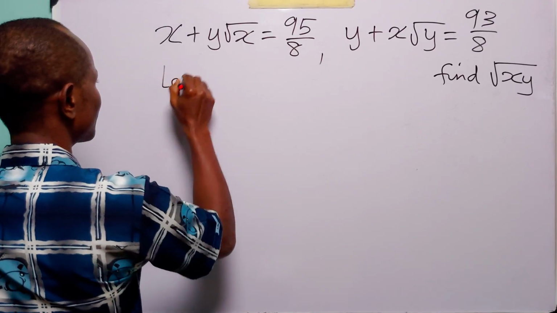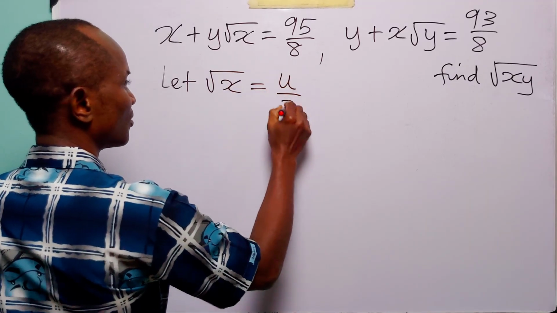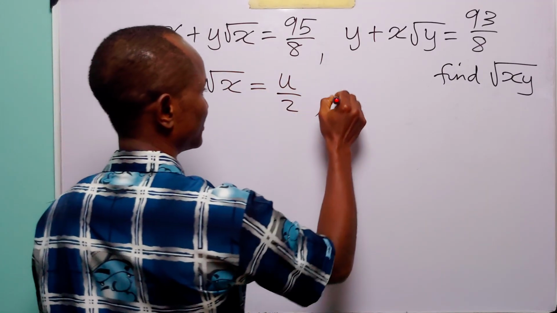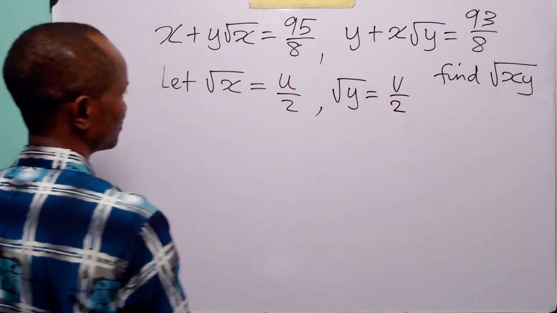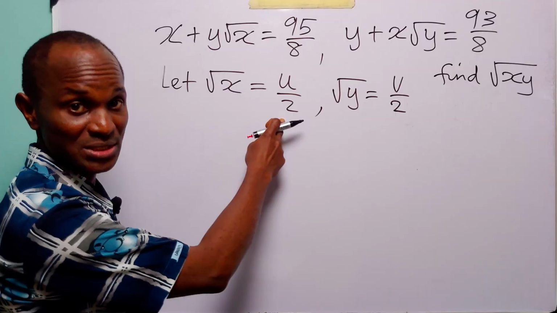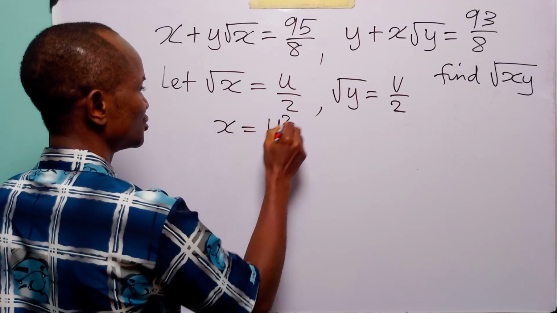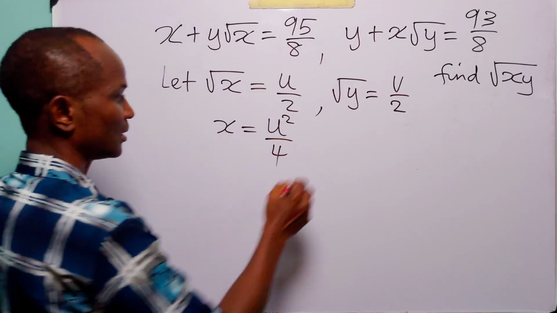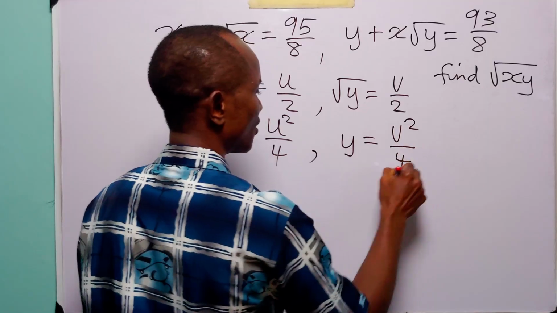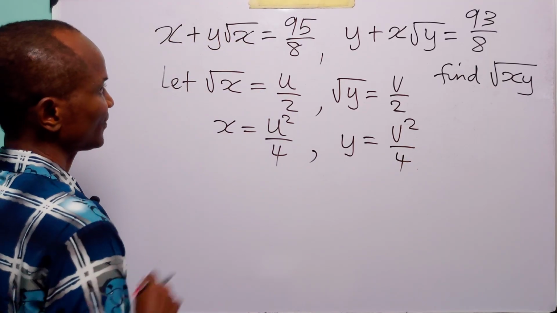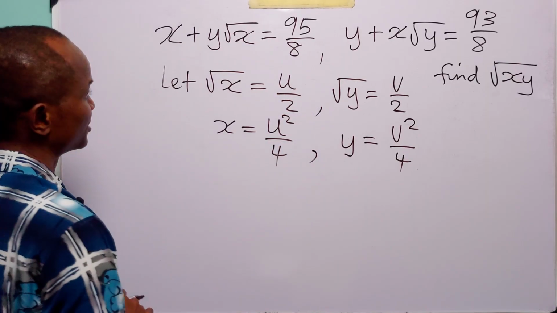So, let root x be equal to u over 2 and root y be equal to v over 2. Of course, you know that when we square both sides of this equation, we have that x is equal to u squared over 4. And from here, y is equal to v squared over 4. Now, we are going to rewrite these two original equations with these substitutions.